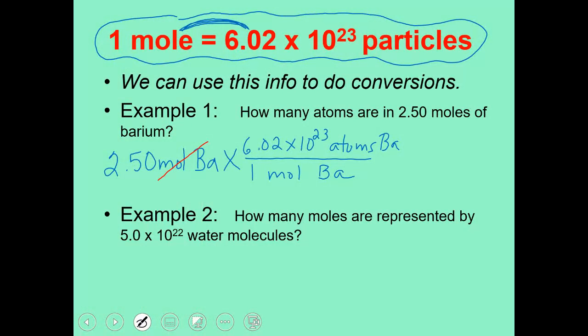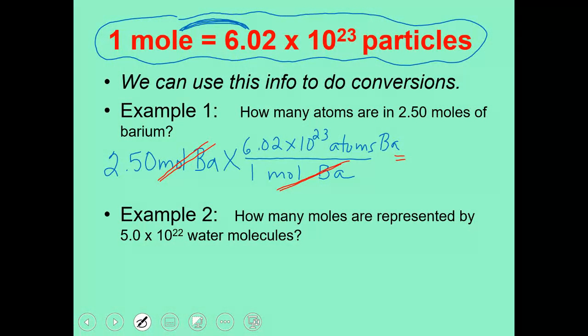Now, you can see here that when we multiply by 6.02 times 10 to the 23rd and we divide by 1 mole, our moles of barium units will divide out. And then that means that the unit on our answer is going to be atoms of barium.